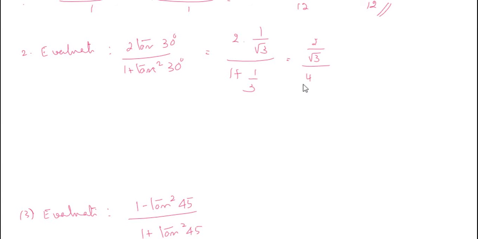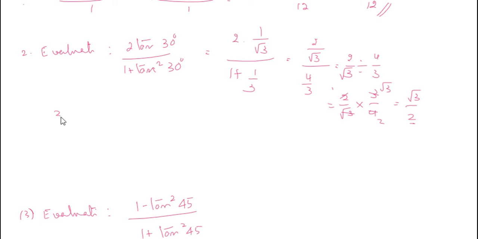So 4 by 3. So you can write this one as 2 divided by root 3 and 4 divided by 3. So it will become 2 divided by root 3 into 3 divided by 4. 2 ones are 2, 2 twos are 4, or here we can take root 3 and this will become root 3 here. So the answer is root 3 by 2.